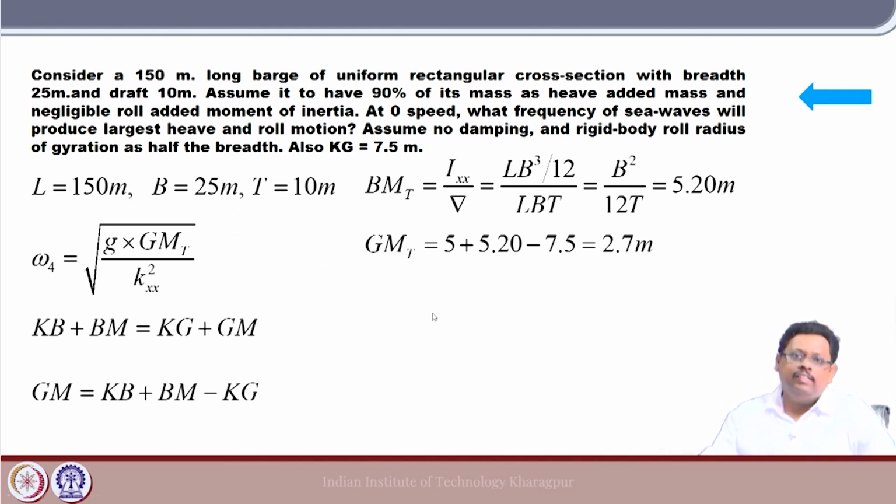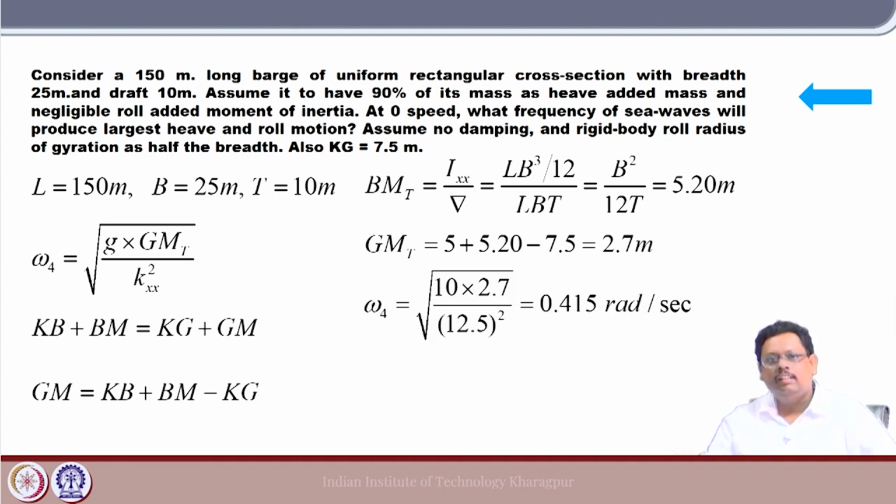So, in the case of GMT, I am using BMT as 5.20, and since the draft is 10, the buoyancy should be at the middle point. So, I can take KB as 5, and KG is given as 7.5. Therefore, GMT equals KB 5 plus BM 5.20 minus KG 7.5, so the value is 2.5, right.